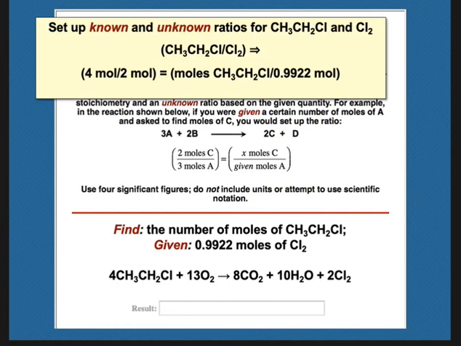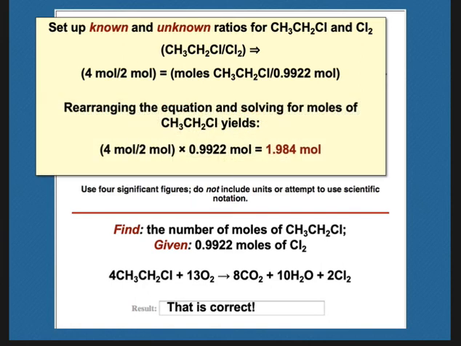Our unknown here is going to be moles of chloroethane, that's this. Our given is 0.9922, that's our denominator. We simply multiply our given times 4 divided by 2, and we get 1.984 with a decimal. Any questions?